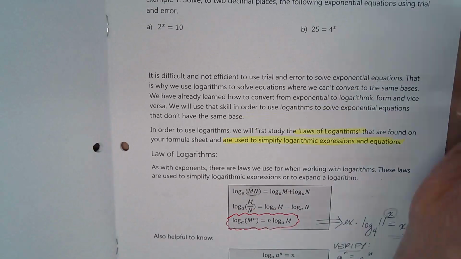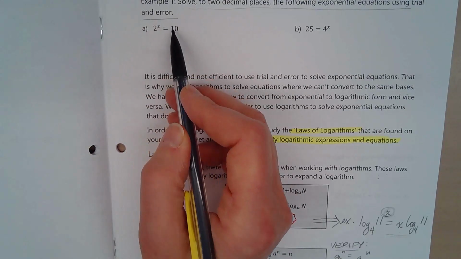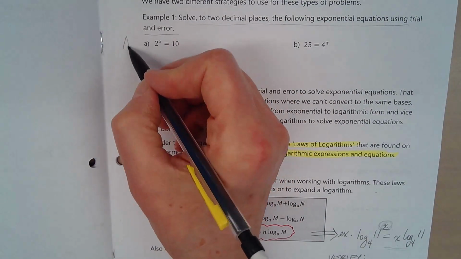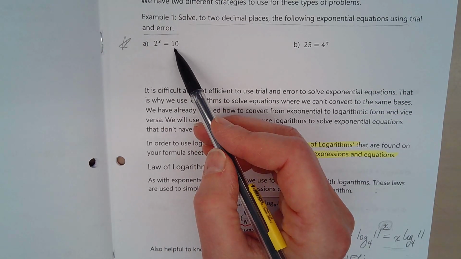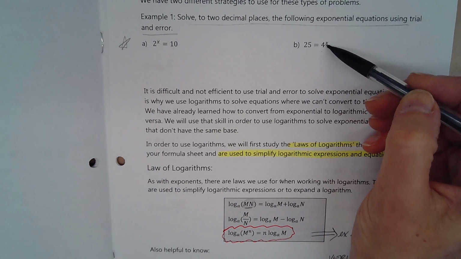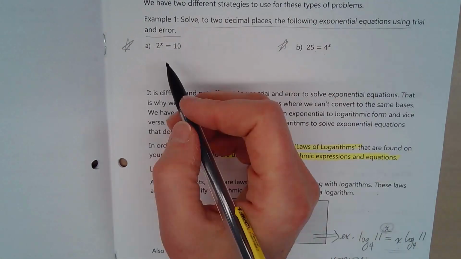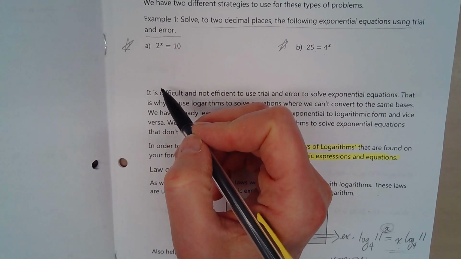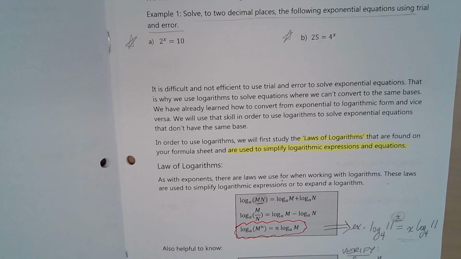Okay. Now, once again, it says solve to 2 decimal places the following exponential equations using trial and error. I'm going to come back to this one. But this is essentially why we're studying logs, to handle 2 to what power equals 10. I don't know. I can make a guess, but I'm not sure. Same as 4 to what power equals 25. I don't know. At the top of my head, what do you think? Take a guess on 2 to the x equals 10 without even picking a calculator up. What do you think the answer is going to be? Kind of ballpark it.